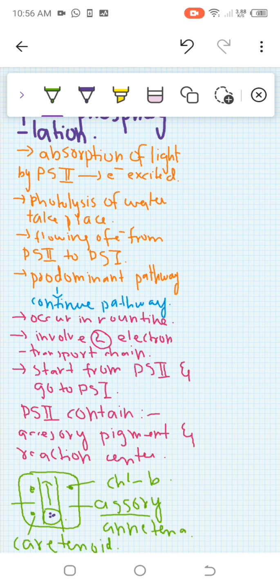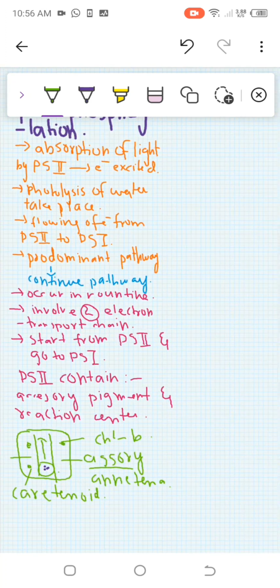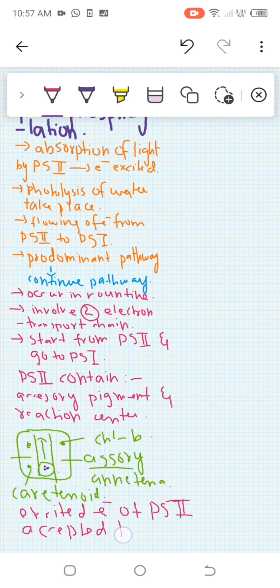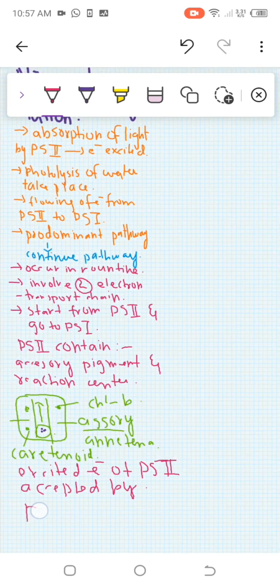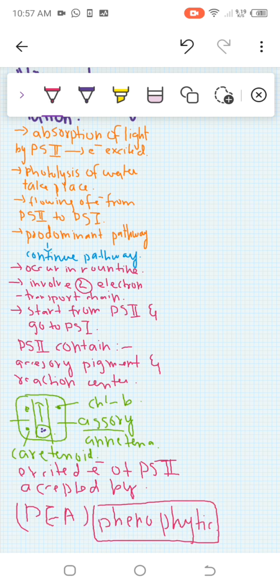Fine. So the excited electron of PS2, that is accepted by primary electron acceptor, PEA, which is pheophytin. This is the primary electron acceptor of PS2. Okay, when this electron is accepted by pheophytin, then what happened? Whenever the chlorophyll A from where the electron leaves, to fill that chlorophyll A molecule, the photolysis of water will take place.